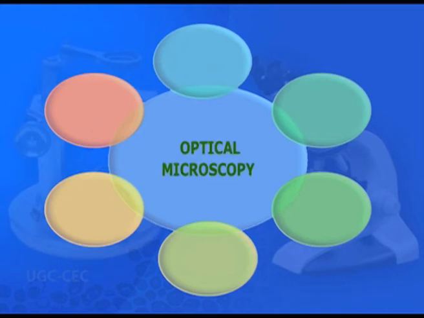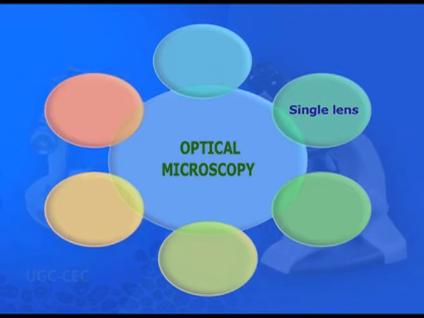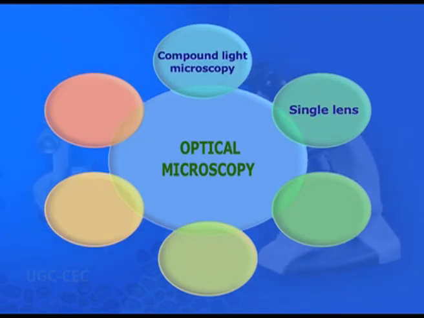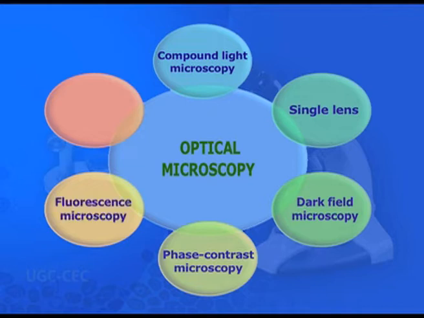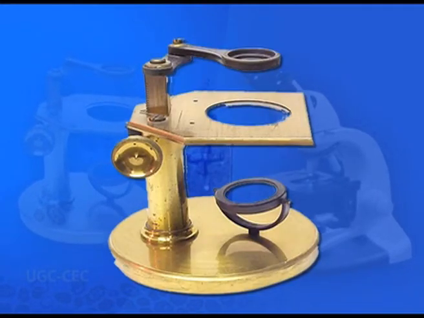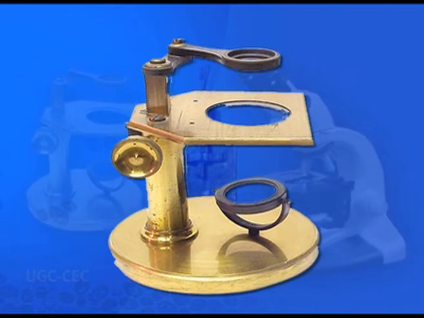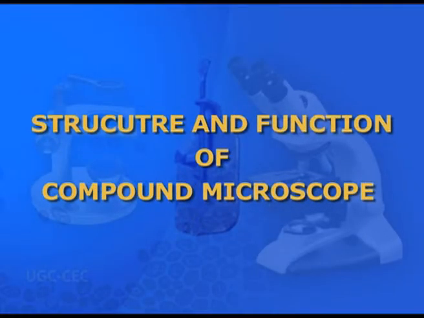There are 6 basic types of optical microscopy. First, single lens. Second, compound light microscopy. Third, dark field microscopy. Fourth, phase contrast microscopy. Fifth, fluorescence microscopy. Sixth, confocal microscopy. Single lens microscopes are very simple, using only one lens. We also generally refer to them as magnifying lenses. However, compound microscopes are pretty complicated, and we shall first learn about the compound microscope. Structure and function of a compound microscope.